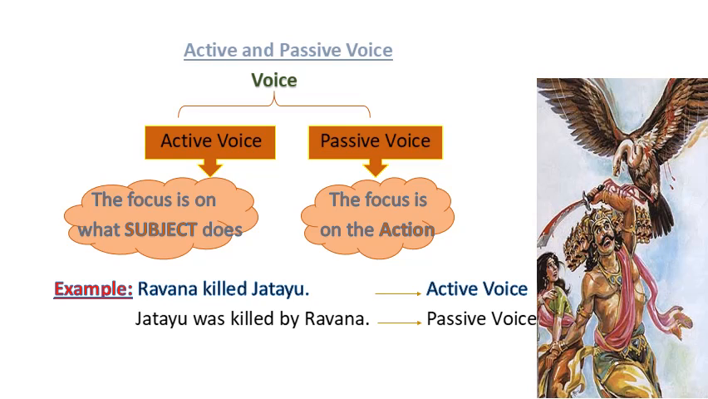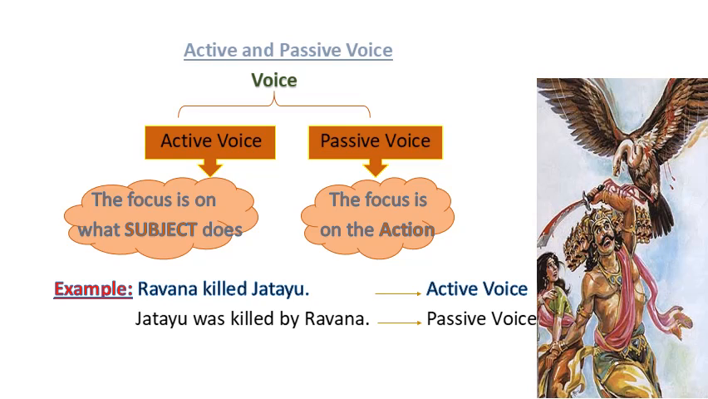Here the focus is on what the subject does. And what does the subject do? Killed Jatayu. So it is in active voice. Jatayu was killed by Ravan. See, the focus is on the action. What is the action? Jatayu was killed by Ravan.